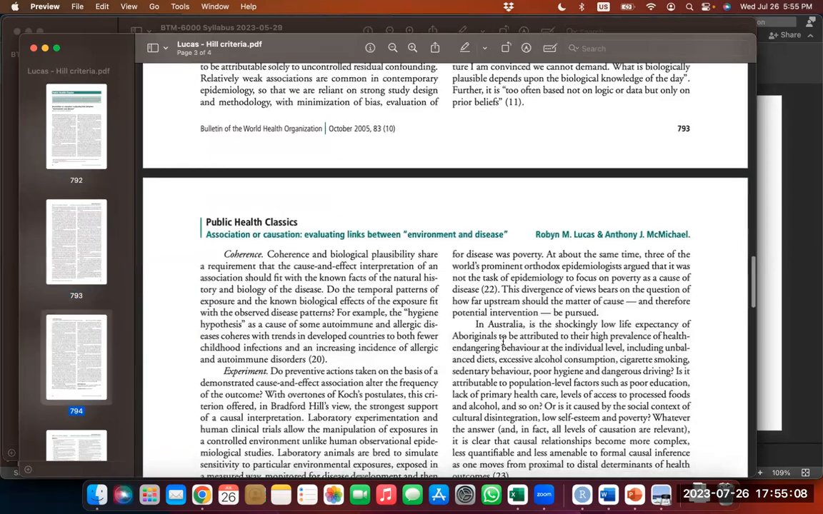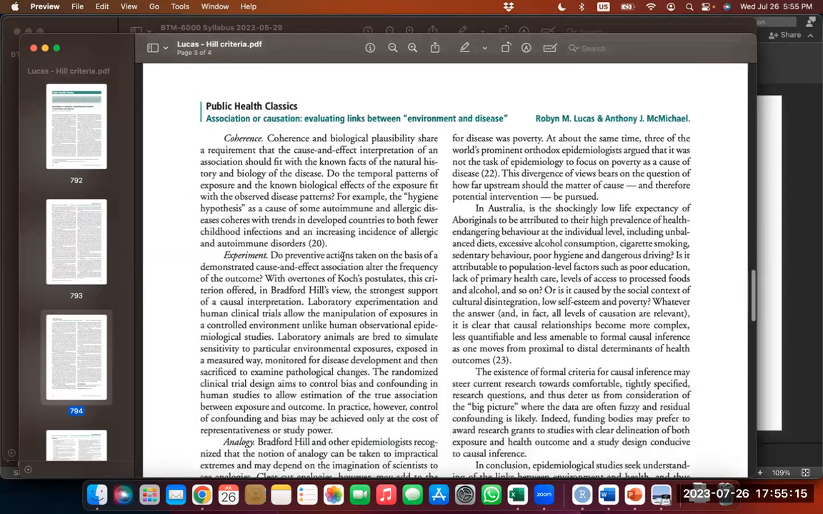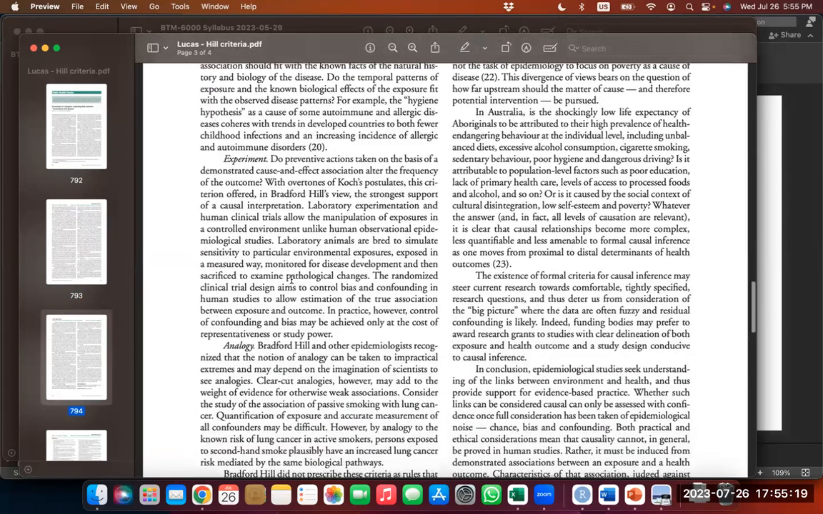What else do we have? Coherence. That's the cause and effect interpretation. Then, is it consistent with an experiment? Are there analogies to other variables that are comparable to each other? So these criteria lead you closer to having confidence about the causal relationship.